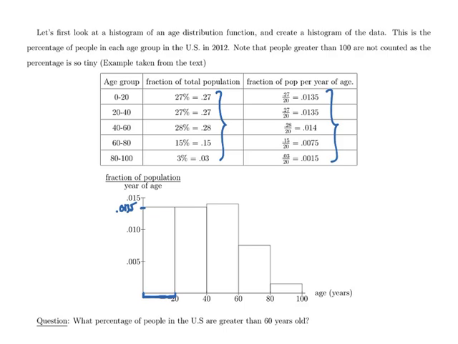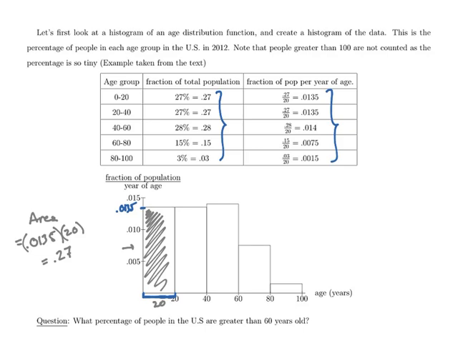If we take the area of this bar, it is going to be 0.0135 times 20 years, which will give us our 0.27. So this fraction of the total population corresponds to the area of these bars.